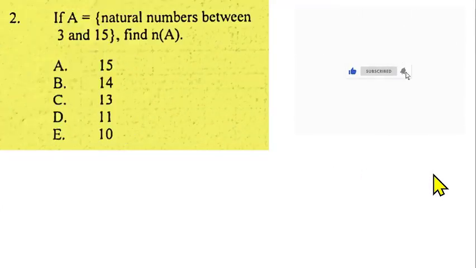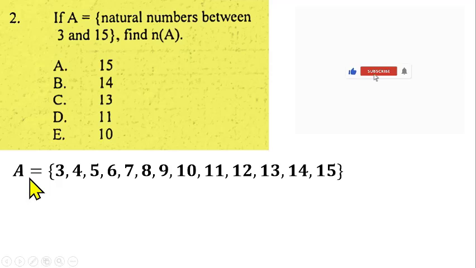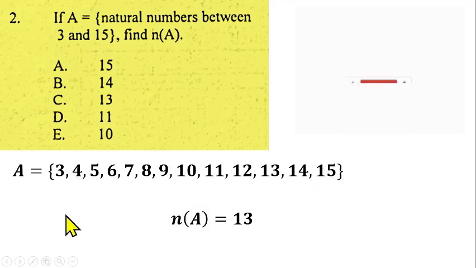Question number 2 is from sets. We are told that set A has the elements of natural numbers between 3 and 15, so we have to find the number of elements in set A. The small letter n is talking about the cardinality of a set, which is the number of elements in set A. If you list the natural numbers in set A, we have 3 to 15, and that means the cardinality of set A is going to be 13. So we have 13 elements in set A. That makes option C the correct option for question number 2.